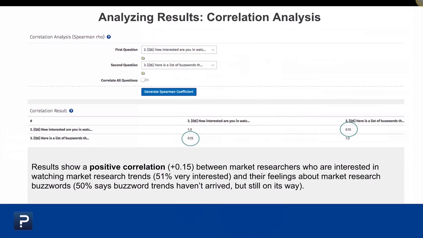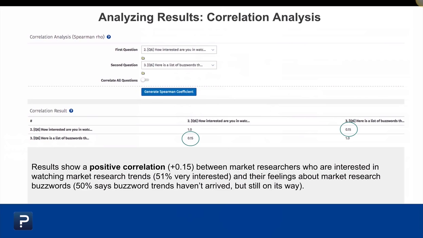And here you can see that we are looking at how interested are you in watching market research trends versus the list of buzzwords and their attitude towards where they think that is going. And you can see that I had green circled the positive, so it's at 0.15. There is a positive correlation between market researchers who are interested in watching research trends and their feelings about market research buzzwords, saying that buzzword trends haven't arrived, but it's still on its way.